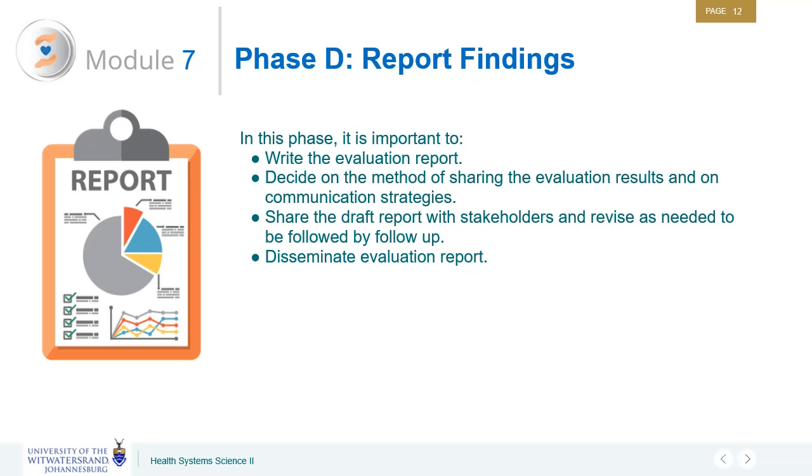The fourth phase is to report the findings once you have collected and analyzed the information. In this phase, it's important to write an evaluation report, and you can then decide on the method of sharing the evaluation results and on the communication strategy that is most appropriate. You would have to consider sharing the drafted report with stakeholders so that it might be revised as needed and so that it can be followed up if there are any outstanding or contentious issues. Once you have finalized your report, you will then have to think about how you are going to disseminate the evaluation report and the findings so that it is most useful and usable.